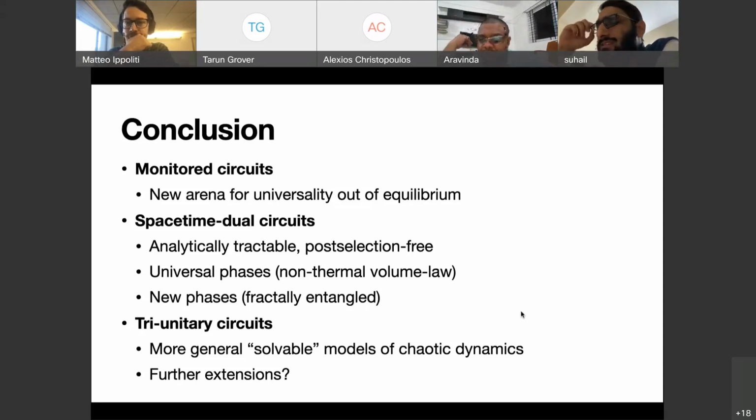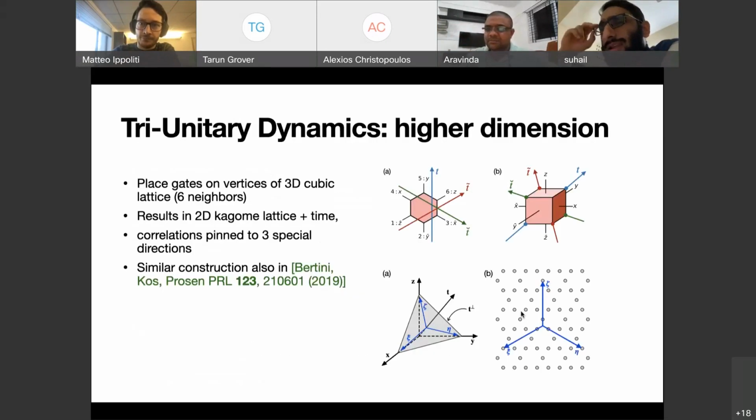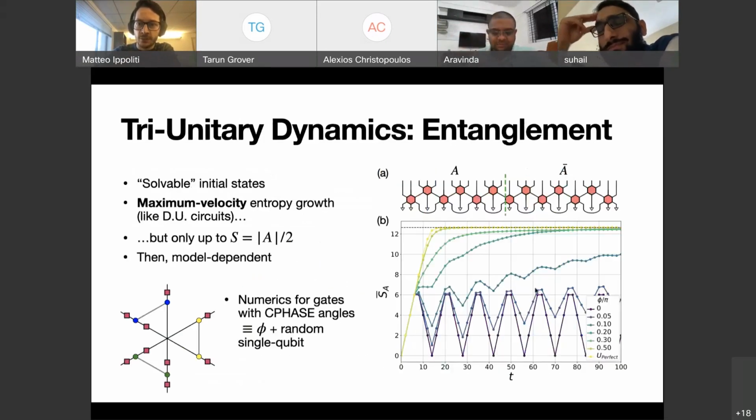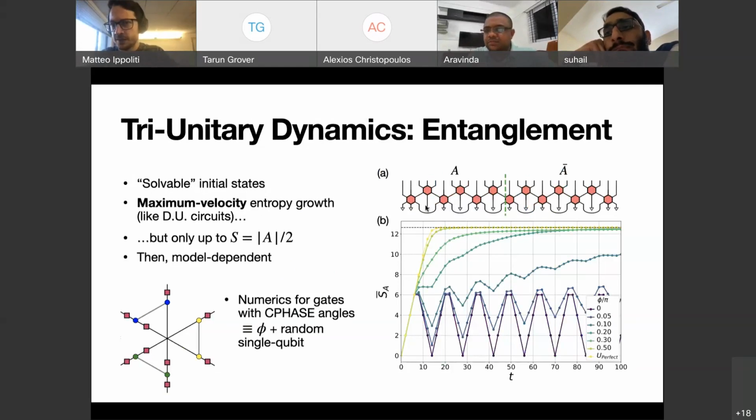What are the initial states you are taking for the tri-unitary circuits? So they're solvable in what sense? They're solvable in this sense. This is a generalization of what Lorenzo and others had done for the dual unitary case. Here it's crucial to have these Bell pair states that are these bonds here. And then we can interleave them with arbitrary single qubit states, doesn't matter which.